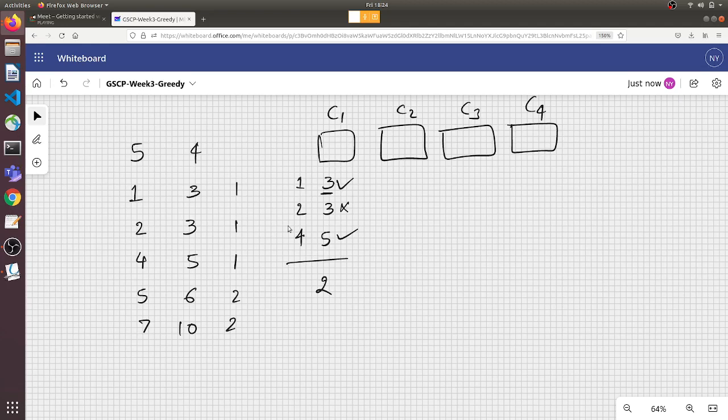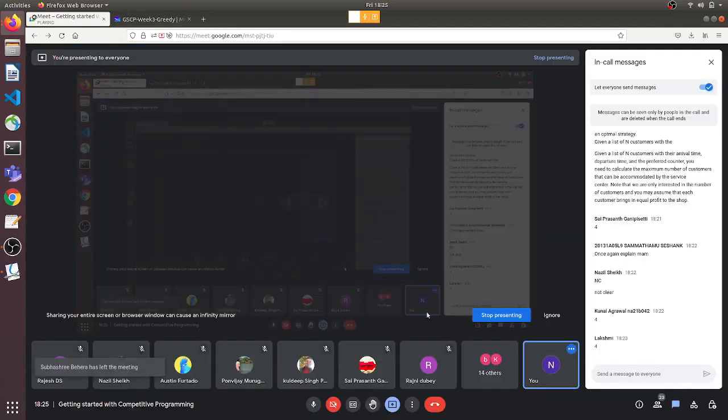Now for counter 2 we again have 2 customers coming, 5, 6 and 7, 10, but they are coming at different, non-overlapping times. One is leaving at 6, the other is arriving at 7. So again there is no problem, we can serve both of them, and we can serve 2 at counter 2 also. So in total we can serve 4 customers here, right? Is it clear now?